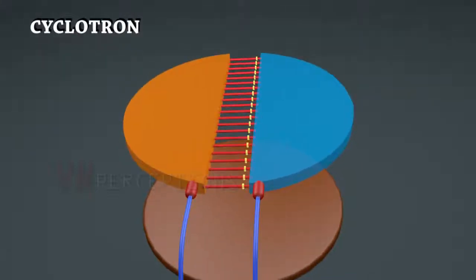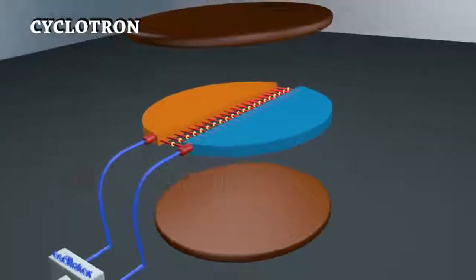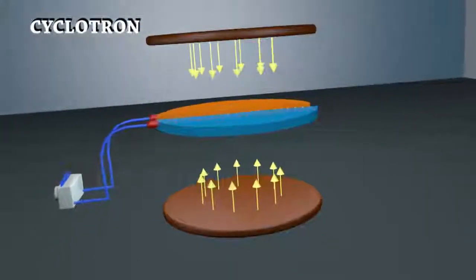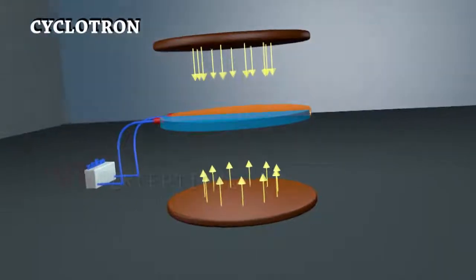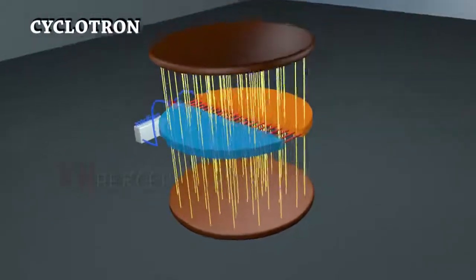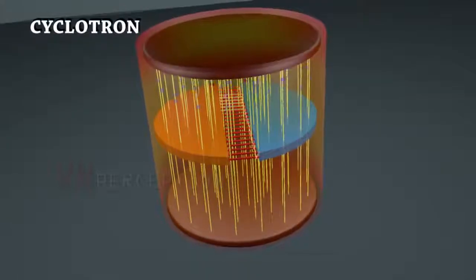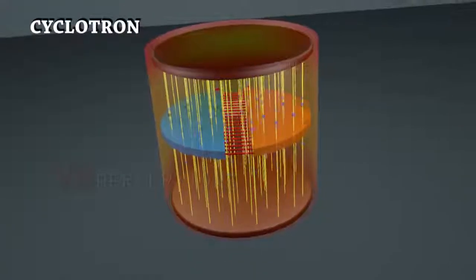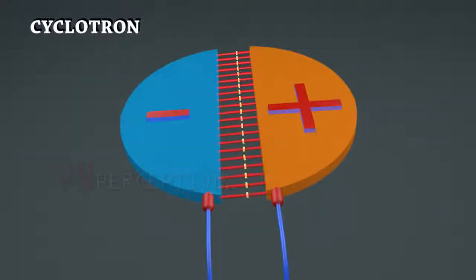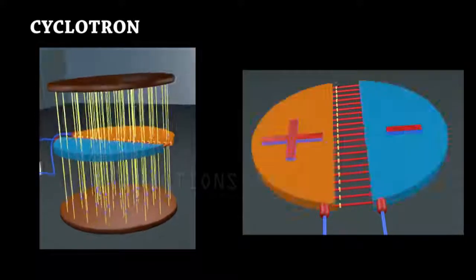One electromagnet is kept below the two Ds and one electromagnet is kept above the Ds. The bottom electromagnet will have north pole above and the top electromagnet will have south pole below. This would create a magnetic field perpendicular to the direction of the electric field. This entire arrangement is sealed in a vacuum box. The two Ds create an electric field. The direction of the electric field is horizontal. The direction of the magnetic field is vertical.